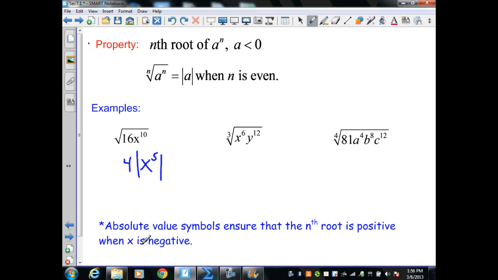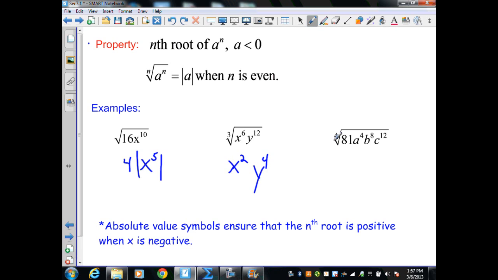Our next example, I have the cube root of x to the 6th, y to the 12th. Again, x to the 6th, or the exponent divided by the index, is 6 divided by 3, which is 2. Or in other words, x squared times x squared times x squared. To add the exponents when I find the product of variables gives me x to the 6th. And y to the 12th divided by 3 is y to the 4th. And here, I don't need to have absolute values, because if a is negative, then the radicand is negative, and the root must also be negative.